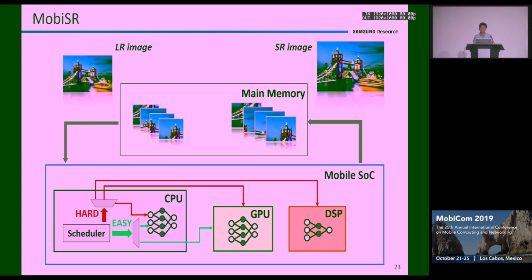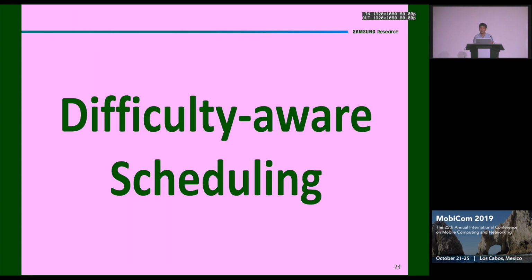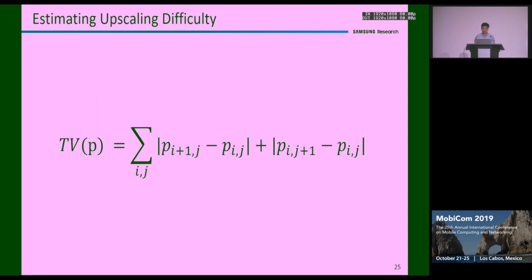to get the upsampled image. So one of the key ideas here is how we design the scheduling, which we call difficulty-aware scheduling. And the way we determine whether an image patch is easy or hard to upscale is by using the total variation. So given image patch P, the total variation is simply the sum of difference between each adjacent pixel in an image. In other words, it measures how smooth an image is.